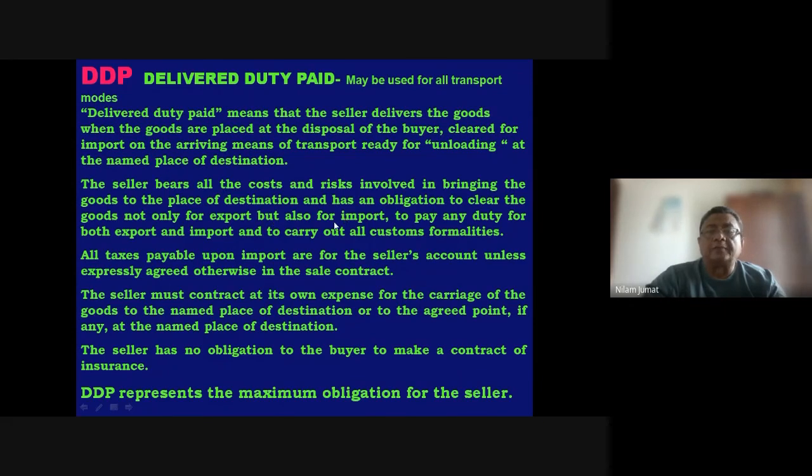Here the exporter has to pay for the import duty, export duty, everything, anything. All charges are paid by the exporter. Duty paid means they paid all the duty, but it is ready for unloading. The unloading risk is for the importer, right?